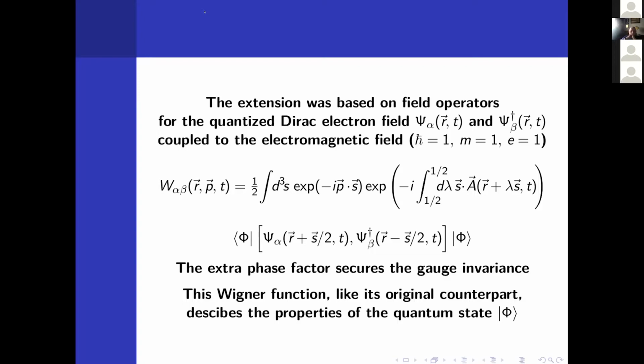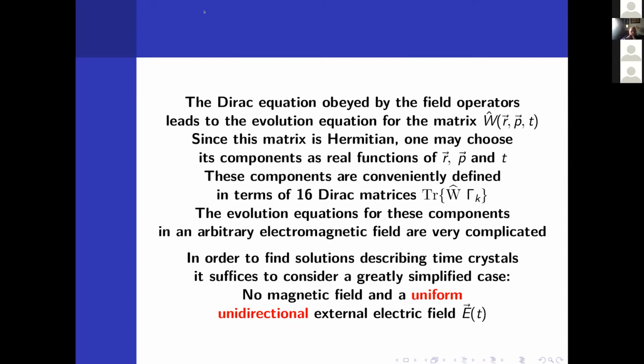Next slide, please. Well, now we can work. Mathematics is involved, but not impossible to do. We obtain the evolution equation for this matrix. It has 16 components, so it is rather complicated. These components can be grouped in a different way.